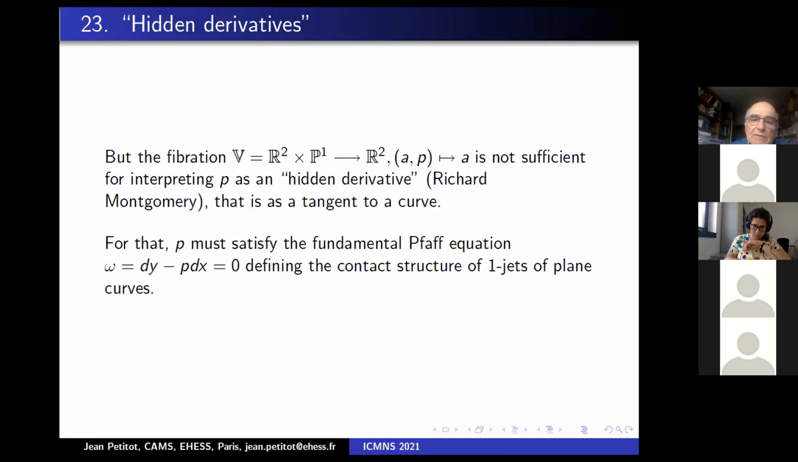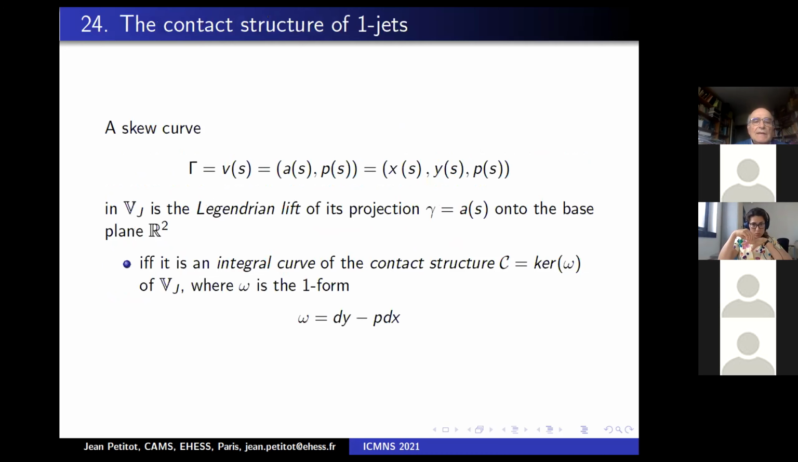But the fibration VG, R2 cross P1 over R2, is not sufficient for interpreting P as hidden derivative, in the sense of Richard Montgomery. That is, as a tangent to a curve. For that, P must satisfy the fundamental Pfaff equation, omega equal dy minus p dx equal 0, defining the contact structure of one jets of plane curves. As you know, a skew curve in VG is a Legendrian lift of its projection onto the base plane R2 if and only if it is an integral curve of the contact structure.